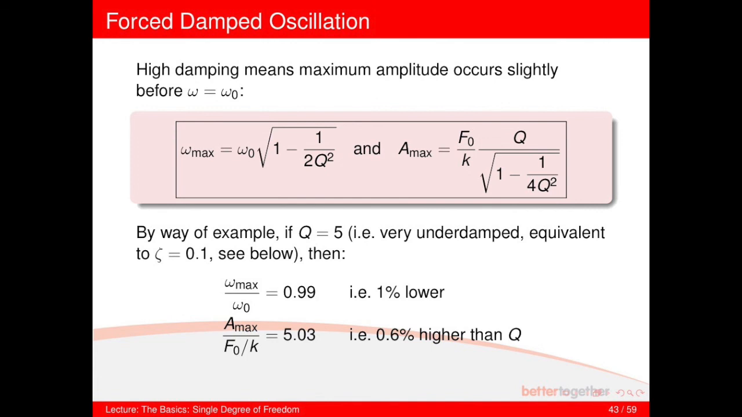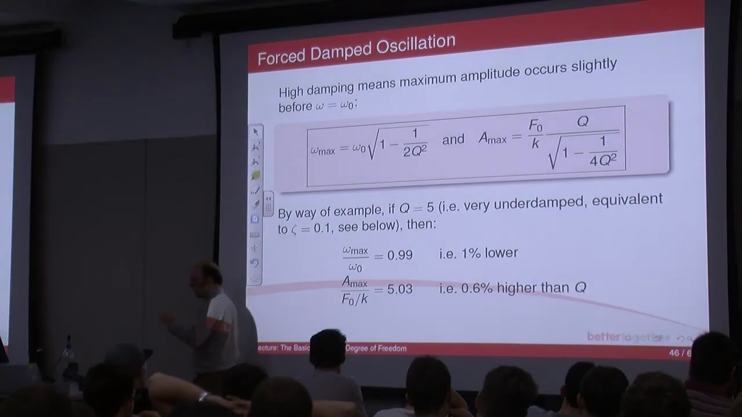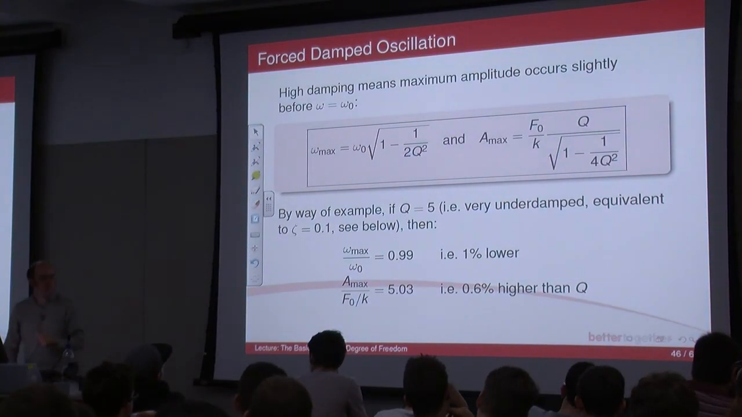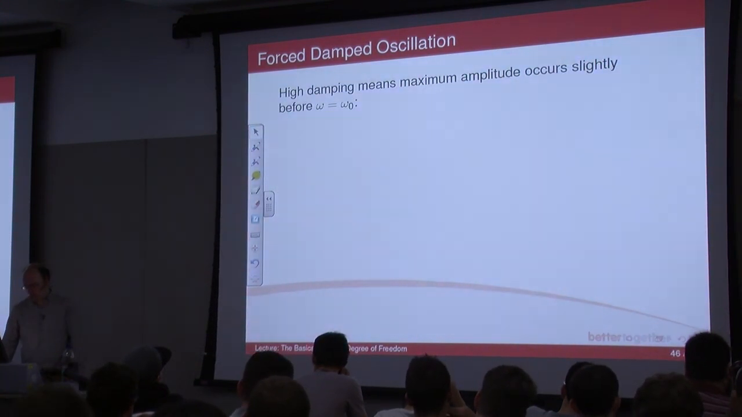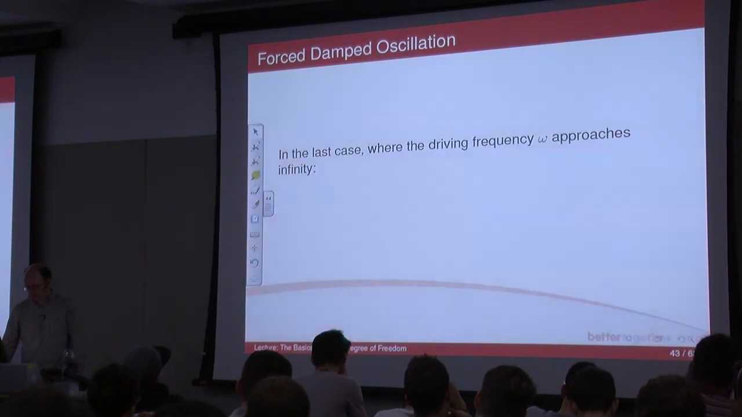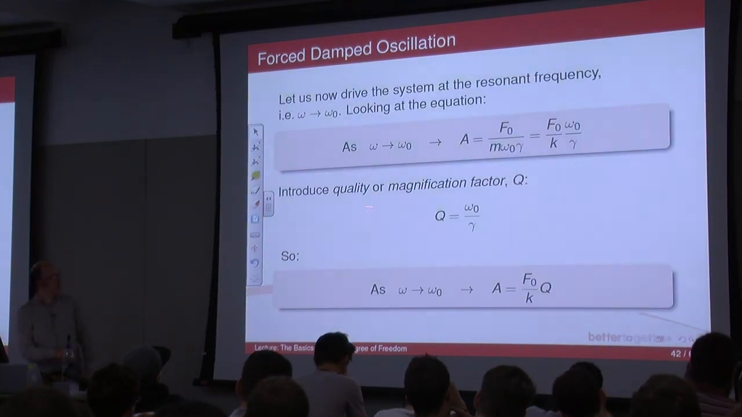So by way of example, if Q is 5, so very underdamped, equivalent to a damping ratio, which we'll cover next week, of 0.1, then omega max is 0.99 of omega naught, so it's 1% lower, and A max is 5.03 F naught upon K, so it's only 0.6% higher than Q. So it doesn't actually make that much difference with a very underdamped system, whether you take these equations or those equations for a frequency.